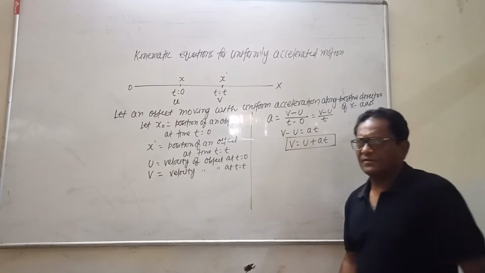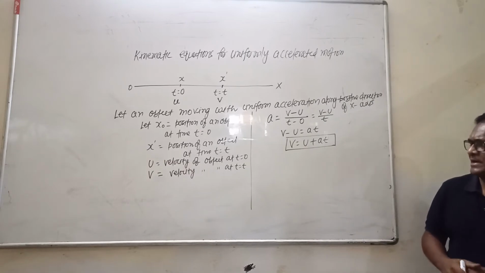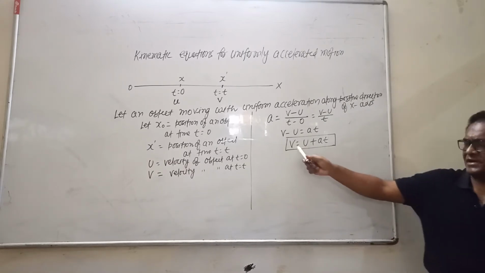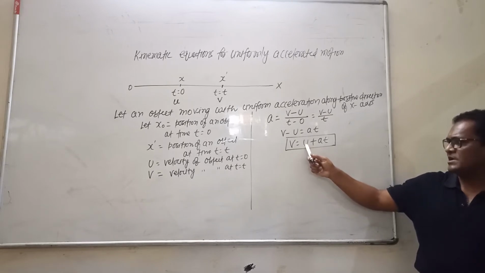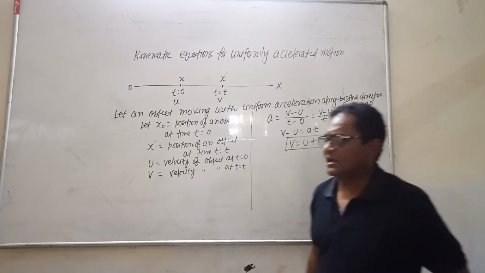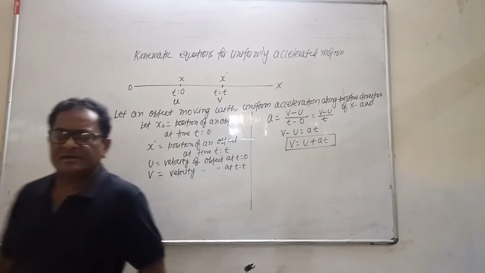This is the first equation of kinematics, or equation of motion: v equals u plus at. u is the initial velocity, v is the final velocity, a is the acceleration, and t is the time taken.